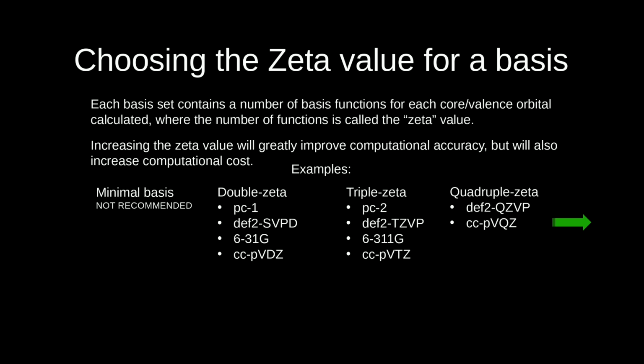There are even higher zeta values that you can use, such as quadruple and quintuple zeta, and these will improve your calculations to a greater degree, but will also be highly computationally expensive. So unless you're calculating a small molecule and only a single point energy calculation, I would not suggest moving up to quadruple or higher zeta calculations.